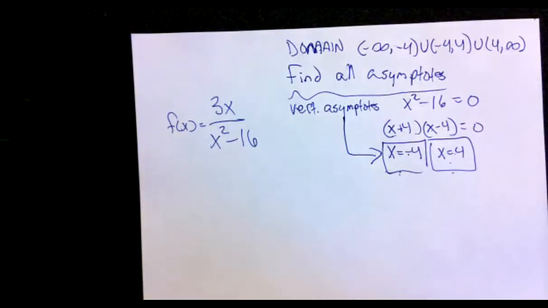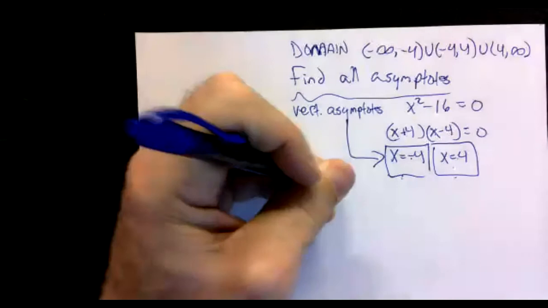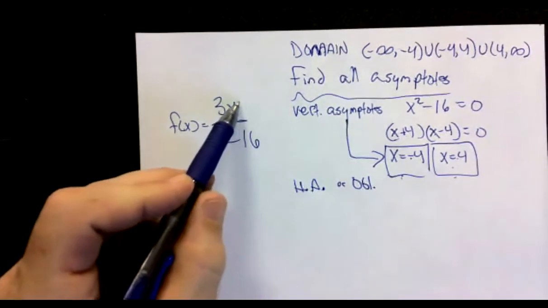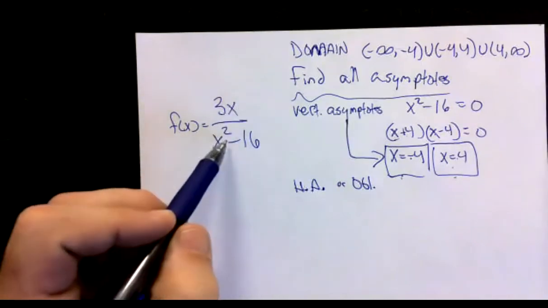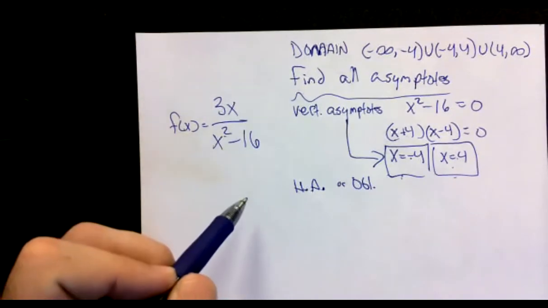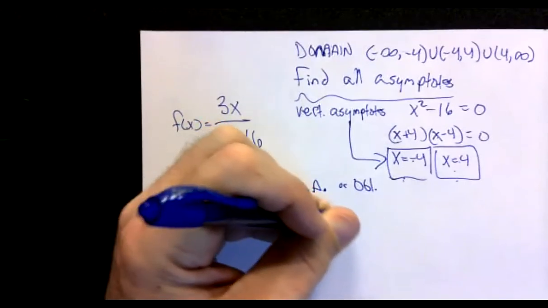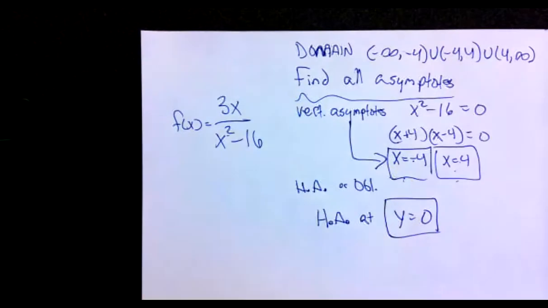Again, they were saying find all asymptotes. These are my two vertical asymptotes. Horizontal or oblique. Remember, that depends on your degrees. Looking at just your exponents, where is the bigger exponent? In this case, the bigger exponent is clearly on the bottom. If the bigger exponent is on the bottom, then you have a horizontal asymptote at y equals 0.